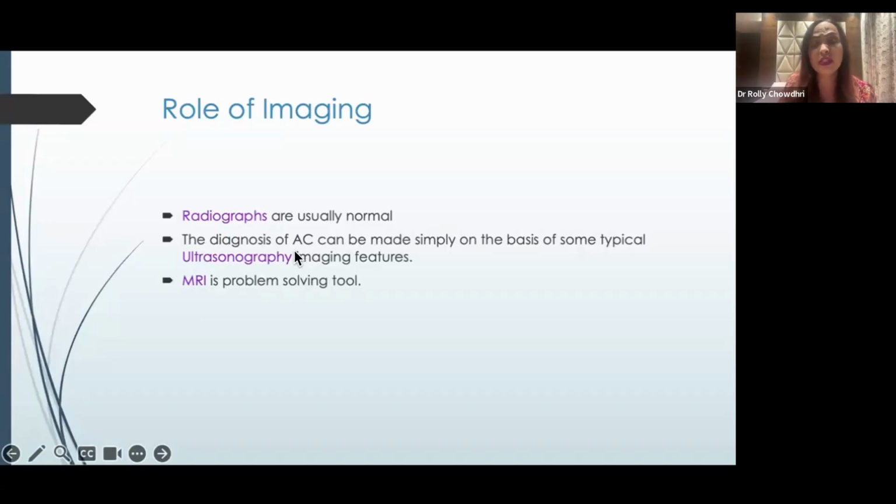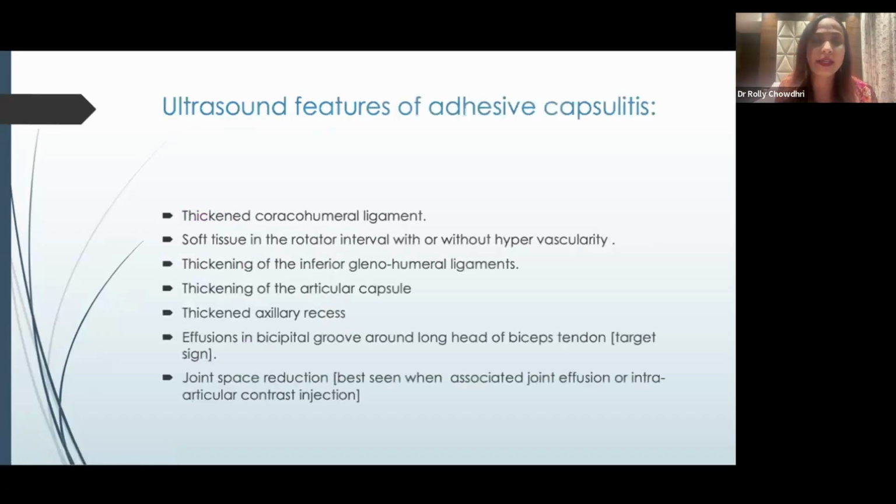Then the most important thing is that a comparative study with the opposite shoulder can be done. Second, dynamic assessment can be done. Third, therapeutic intervention. So we will go one by one. If you want to take a picture of this, this is one take-home slide where I've labeled all the features of adhesive capsulitis on ultrasound, which I will discuss one by one in detail with images and pictures.